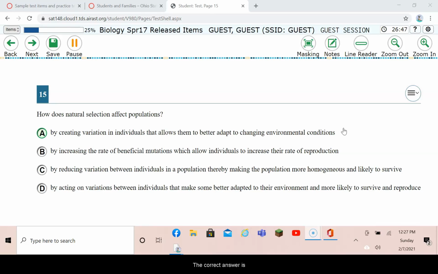The correct answer is D. Natural selection acts on variation between individuals that can make them better adapted to their environment and more likely to survive and reproduce. Natural selection affects populations by allowing individuals with certain variations of traits to have a selective advantage over individuals with different variations of those traits.